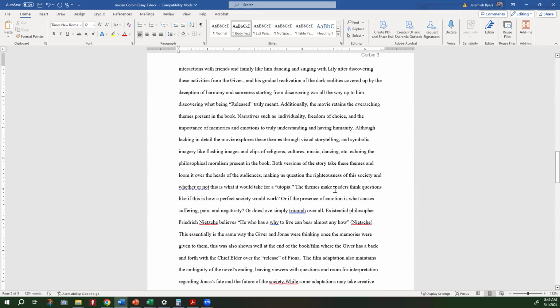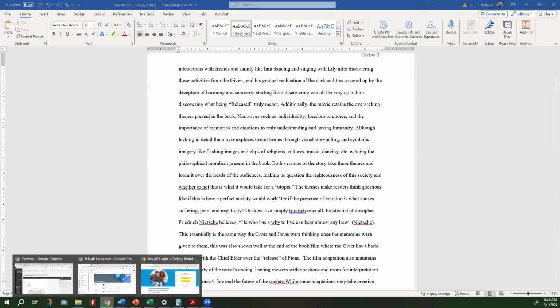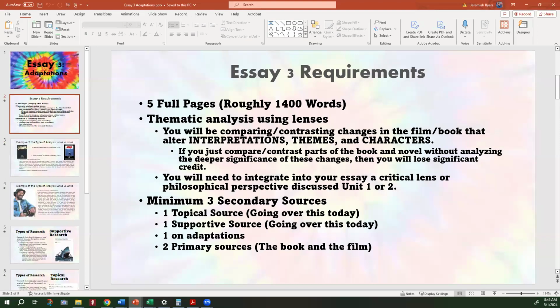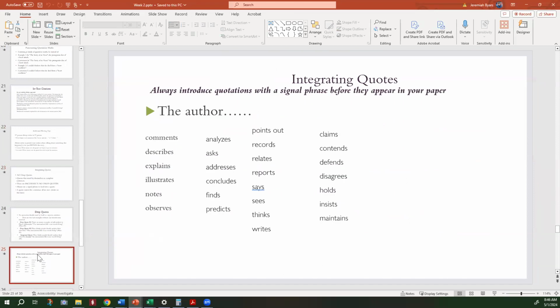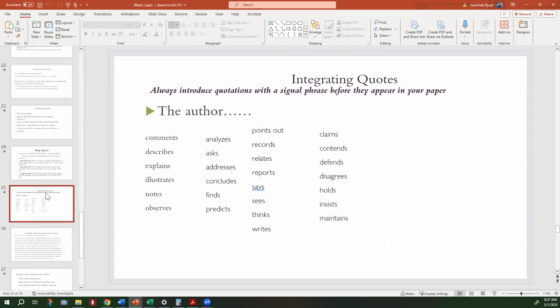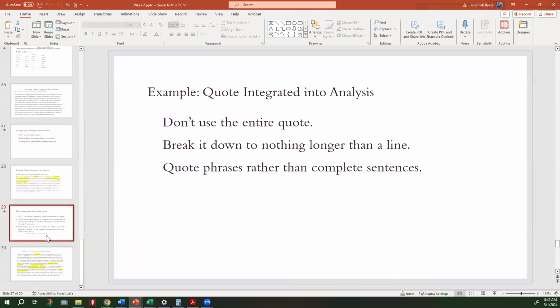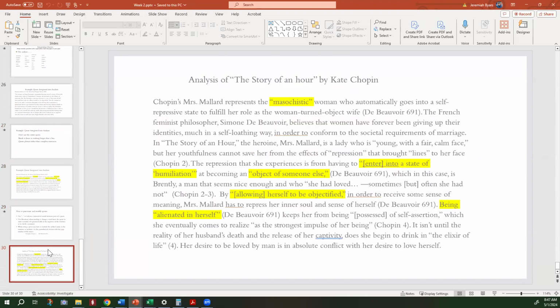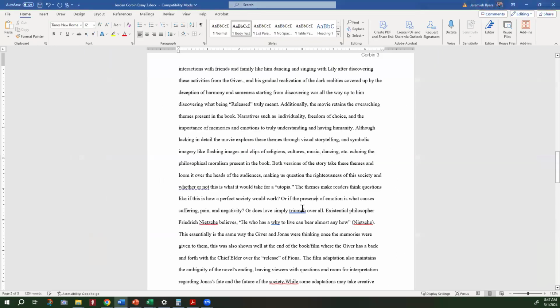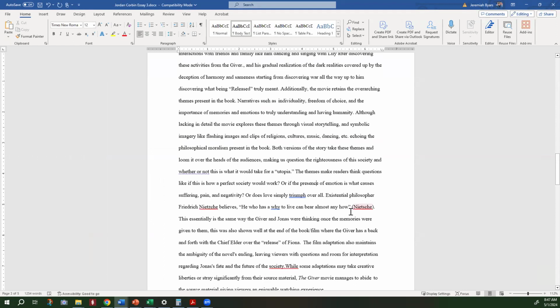All right, here we have the themes and graders think questions like if this is how a perfect society would work, or if the presence of emotion is what causes suffering, pain, and negativity, or does love simply triumph overall? Existential philosopher Friedrich Nietzsche believes, okay, this should have a comma. Going back to my PowerPoints on quoting, a lot of these have a comma that comes after when a quote is introduced.